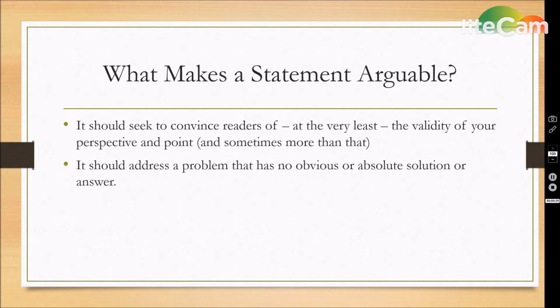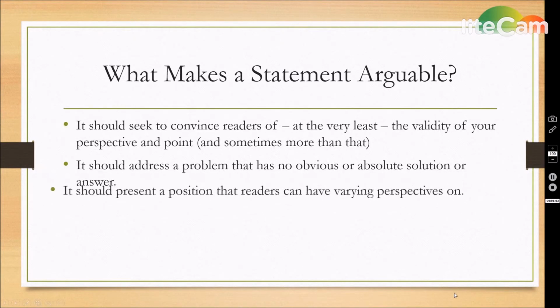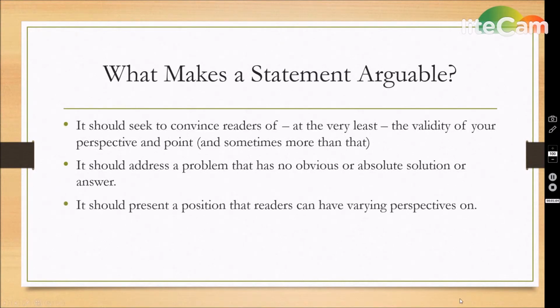It should also address a problem that has no obvious or absolute solution or answer. Again, this really ties back to Savini, where when you're looking for fruitful questions, they aren't ones that can just be answered with definitive information, right, or an absolute solution. But you're looking at complexities, you're looking at perspectives, you're looking at different ways of possibly thinking about the subject. And it should also present a position that readers can have varying perspectives on.